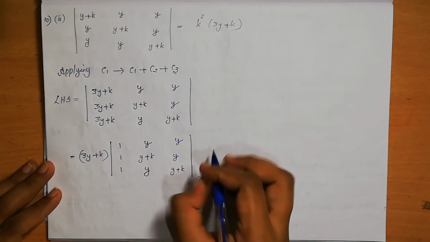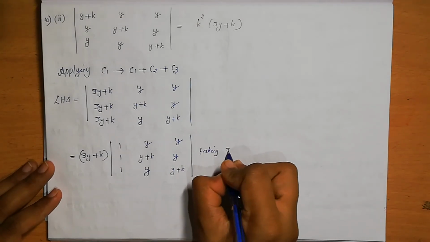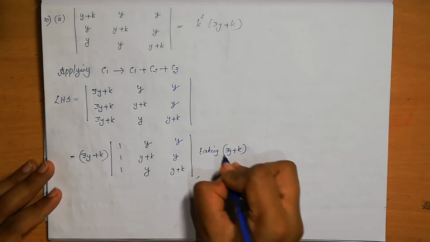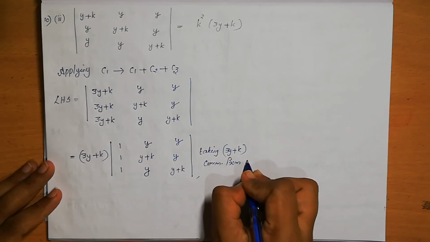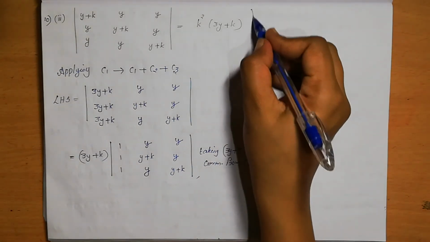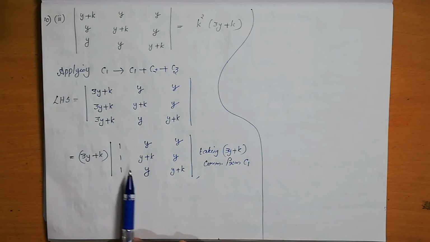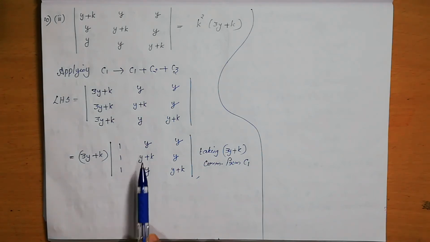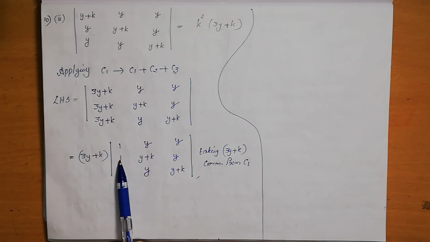Here the change applied is taking 3y plus k common from C1. Next we need k square, so we are going to do the expansion, right? Then we need to make the maximum number of zeros. So how can we get the maximum number of zeros? Here we are subtracting this one.